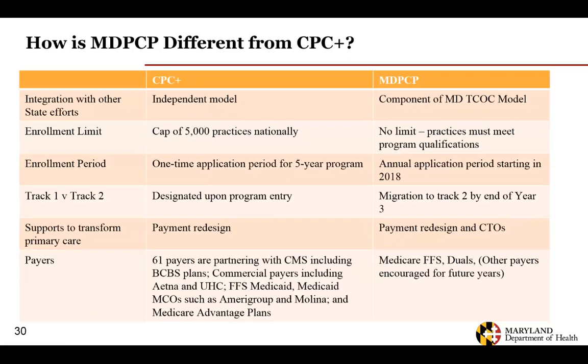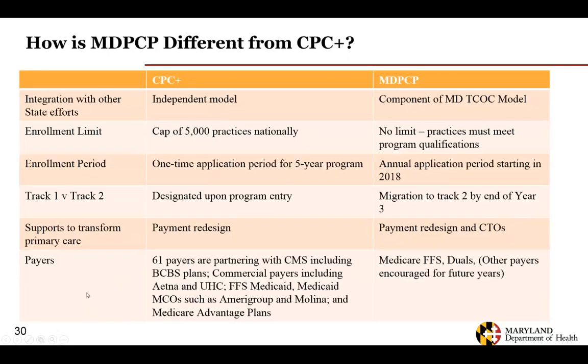Supports to transform primary care. In the CPC Plus, it's payment redesign. In the MDPCP, it's payment redesign in the CTOs. So for the payers, for CPC Plus, there's 61 payers nationally in the many regions throughout the United States. We just had 4 more that are starting on January 1st. So they do include a lot of Blue Cross plans, Medicaid, and other payers. Here in Maryland, we're starting with Medicare fee-for-service, which includes some of the duals, and we are working and talking with other payers and hoping that they will join us in future years of the program. Next slide.